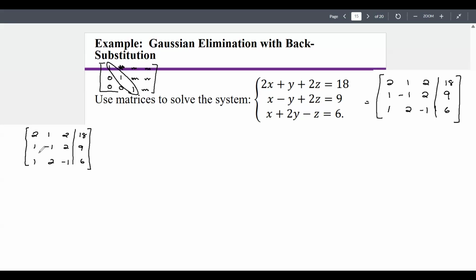So the first thing I did with this matrix is, it would be easier if I already had a 1 here at the top, because we want a 1, 1, and 1. So I said, why don't I just swap R1 and R2? That's going to put a 1 in that first spot for me. So then I would just have 1, -1, 2, 9, and then this would be 2, 1, 2, 18. And the last row is going to stay the same because I did not do anything with that one.